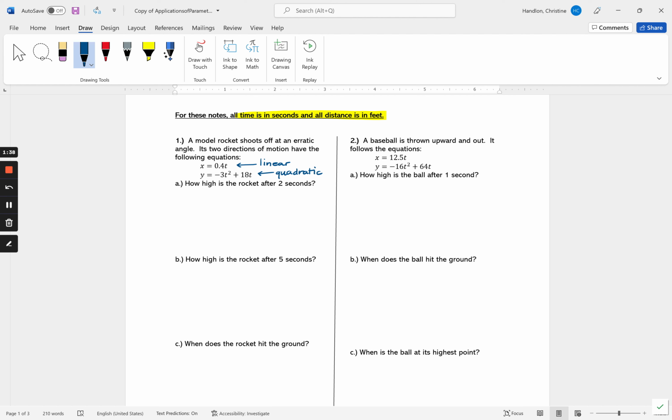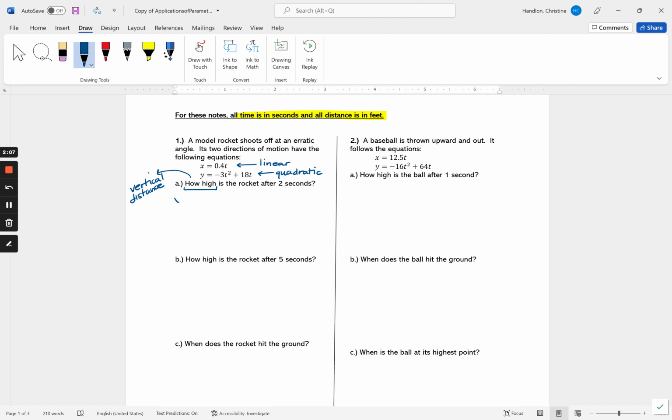So the first thing you're going to look at is the y value. Why? Because in this first question, they're asking us how high is the rocket after 2 seconds. Whenever we're talking about height, we're talking about vertical distance, okay? Vertical distance, we measure that in y. All right, so let us apply the y value equation.